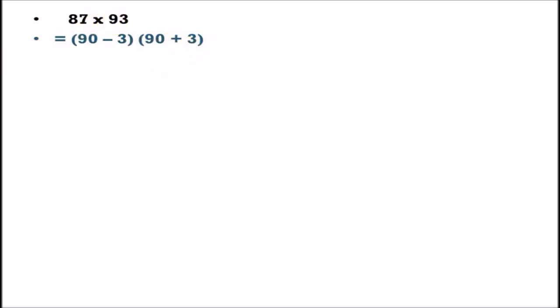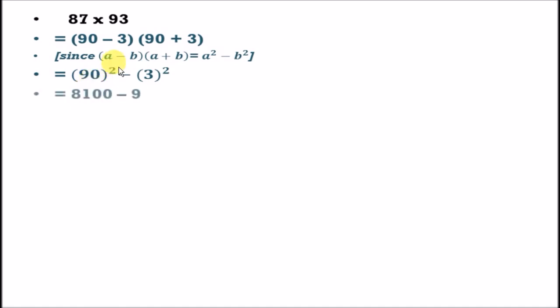So considering a to be 90 and b to be 3, we have a minus b into a plus b equals a square minus b square, equals a square, that means 90 square, minus b square means 3 square. 9 9s are 81. We have 1 0, and since it's squaring, we'll get 2 zeros at the end. 8100 minus 3 3s are 9. So if we subtract, the result will be 8091. So the product can also be calculated like this quite easily.